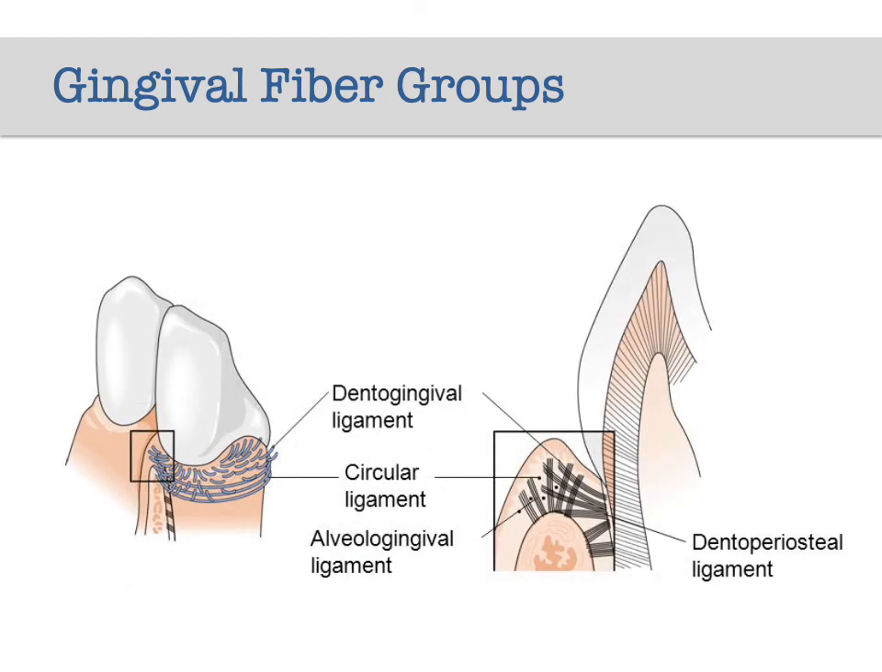This photo shows a number of those fiber groups and how you can see them on the actual tooth itself. You can see the dentinogingival fibers, which go from the dentin to the gingiva. You can see the circular ligaments, which are the ones that wrap around the tooth, the alveologingival ligaments, and the dentinoperiosteal ligaments.